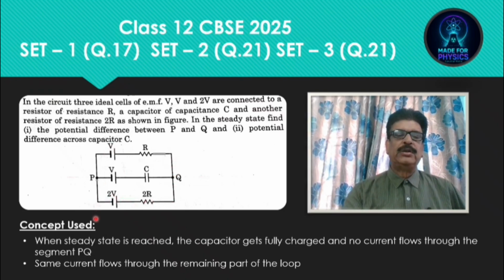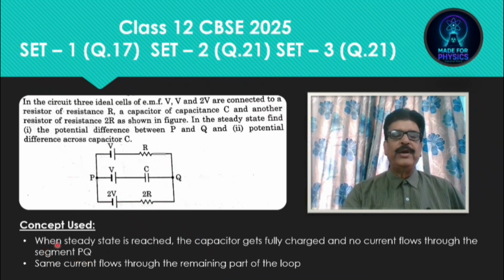state is reached, that means initially current is flowing through this part and as a result the capacitor is getting charged, and when the capacitor is fully charged then it blocks the current and as a result no current flows through this part, and therefore you can consider this as a single loop and the same current flows through this loop, and that is what I have written here.